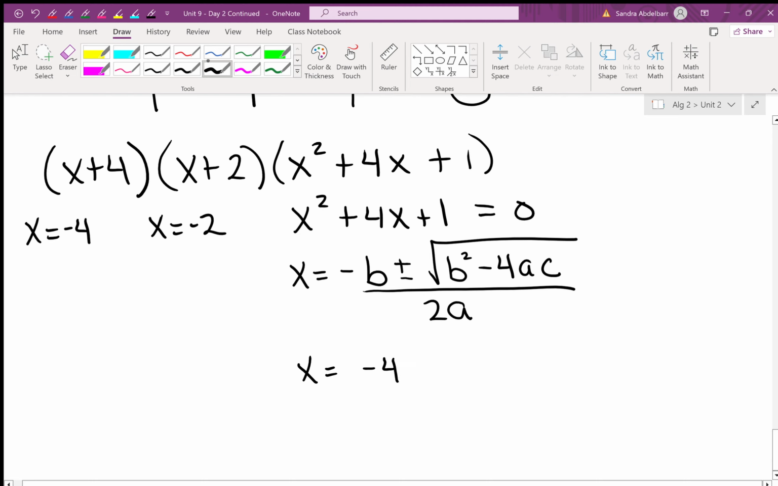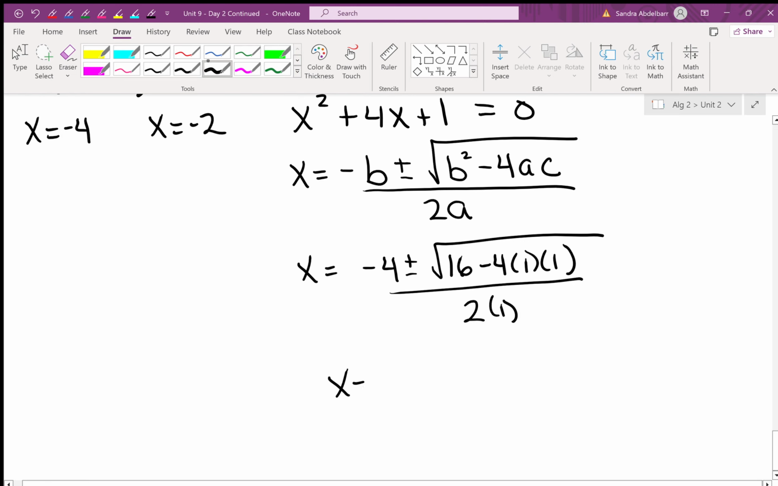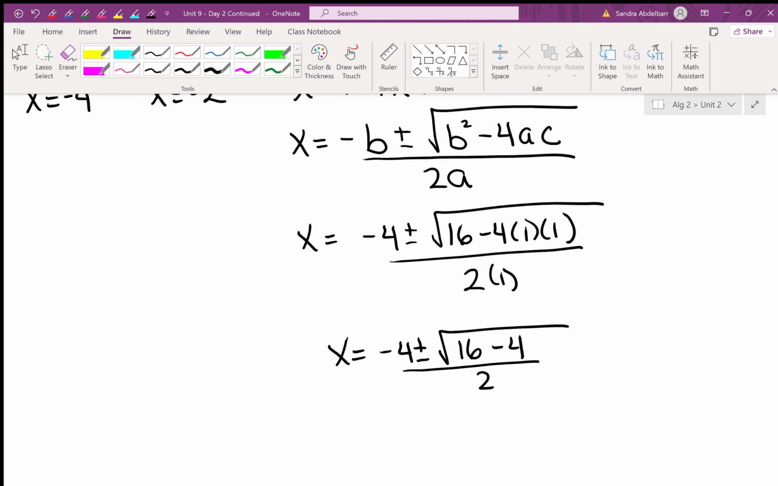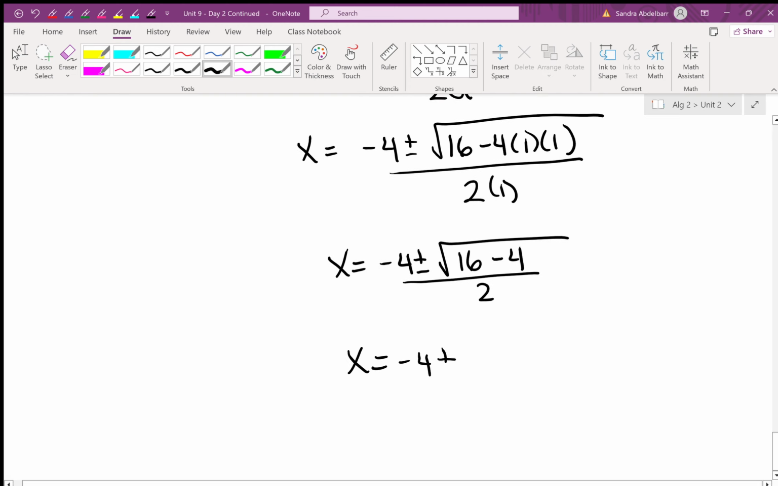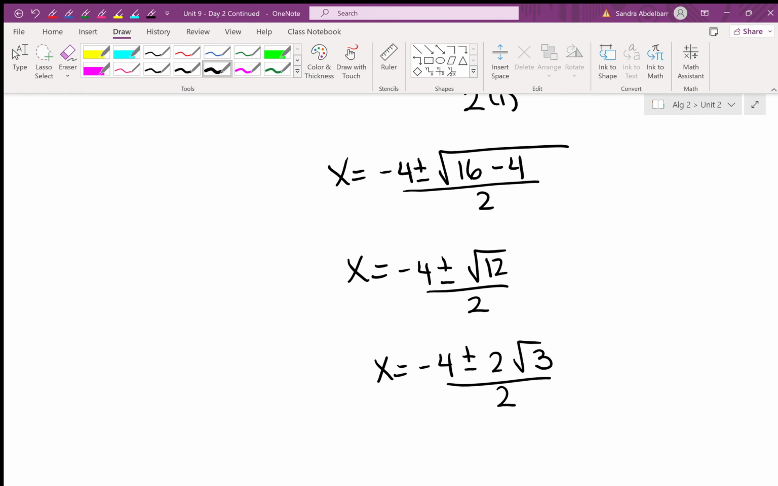So x equals -4 plus minus the square root of 16 minus 4 times 1 all over 2 times 1. So now we get x is equal to -4 plus or minus the root of 16 minus 4 all over 2. X will equal -4 plus or minus the root of 12 over 2. Can I simplify the root of 12? Yes, so x will equal -4 plus or minus 2 root 3 over 2. What can I do? Divide by 2. So x is equal to -2 plus or minus root 3.